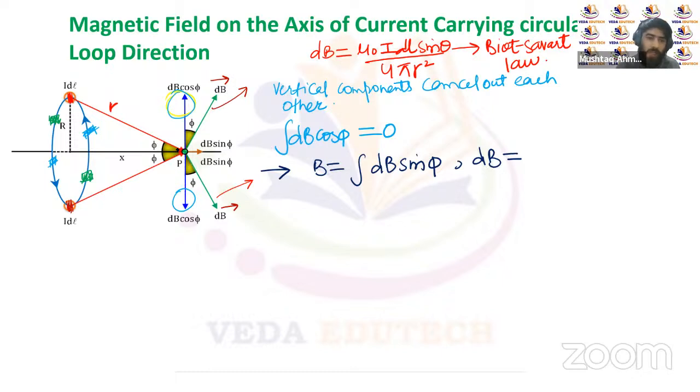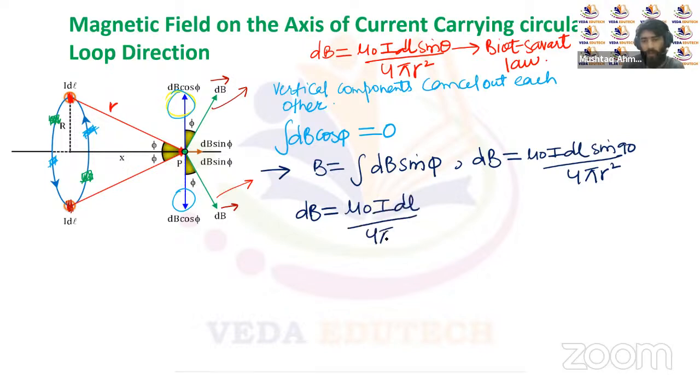You can see that this dB is out of the plane, and the dl vector is in this plane. It means dB will always be perpendicular to this line, so sine theta will be equal to sine 90 degrees. So we can write mu naught I dl sine of 90 upon 4 pi r square. Sine of 90 is nothing but 1, so dB is equal to mu naught I dl upon 4 pi r square.